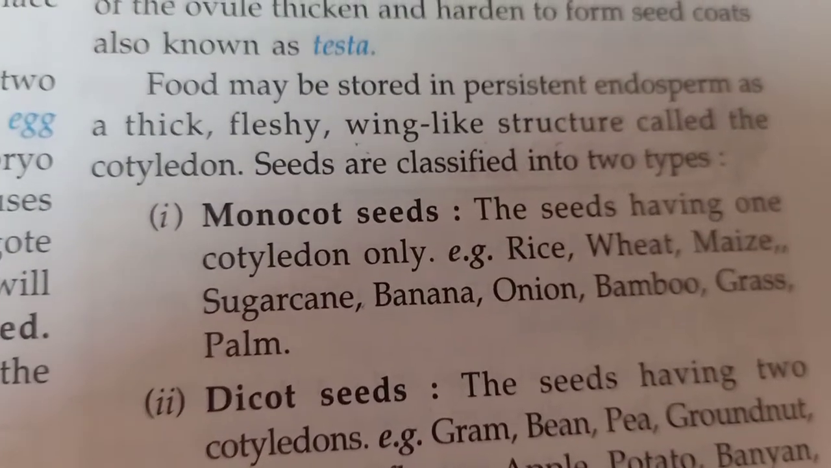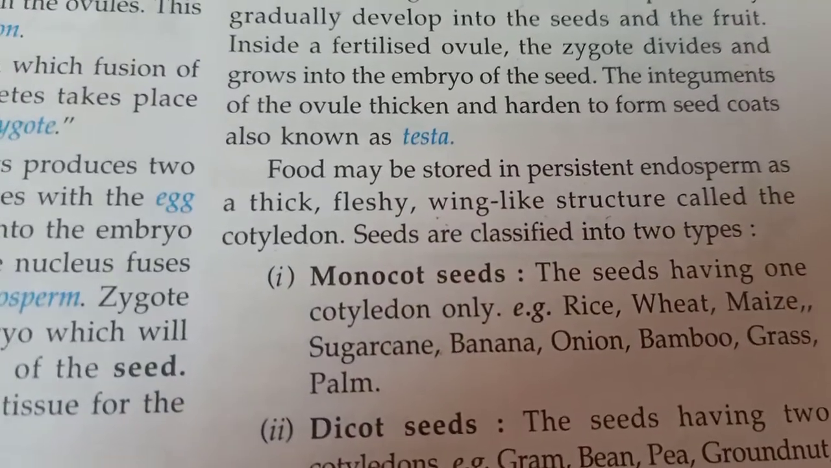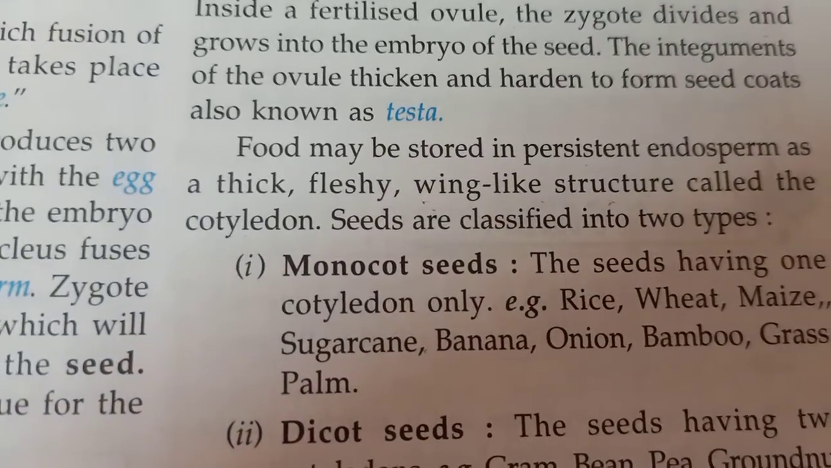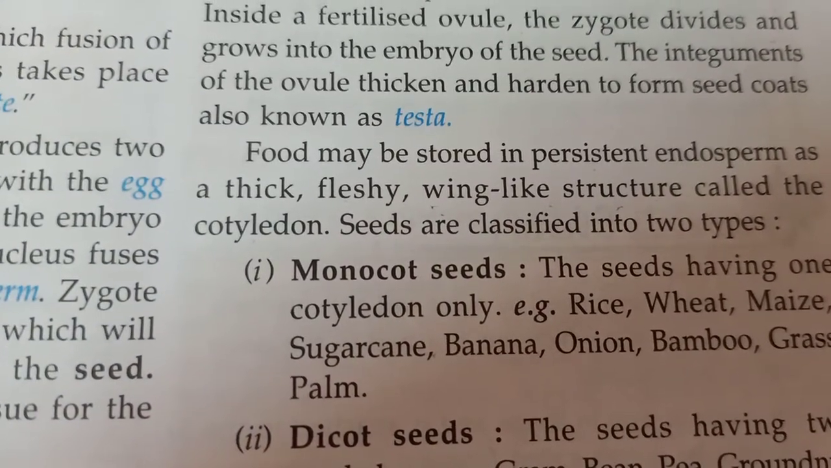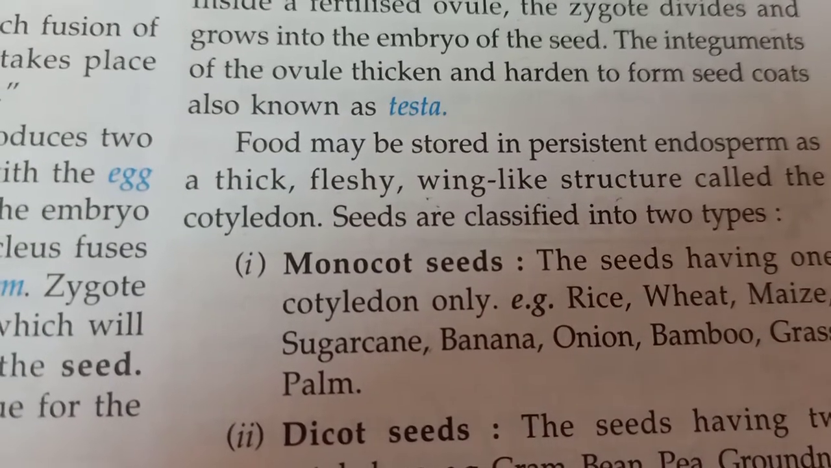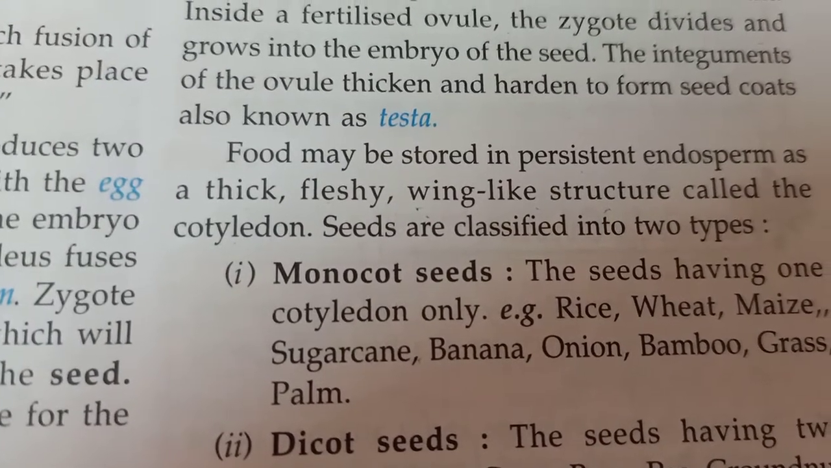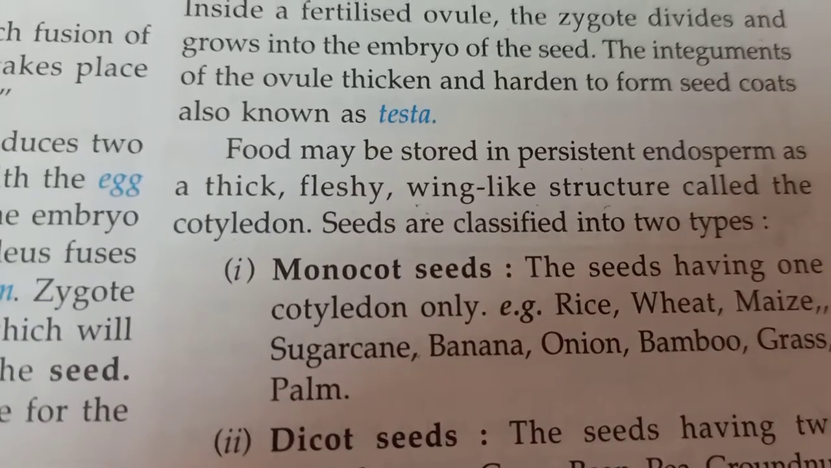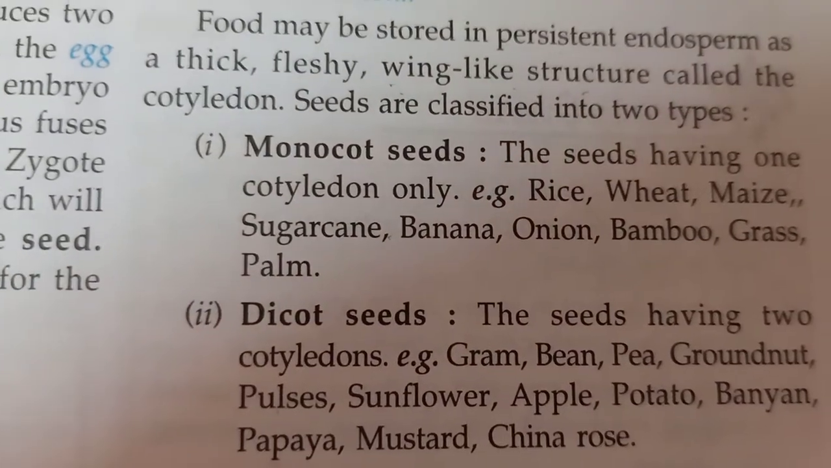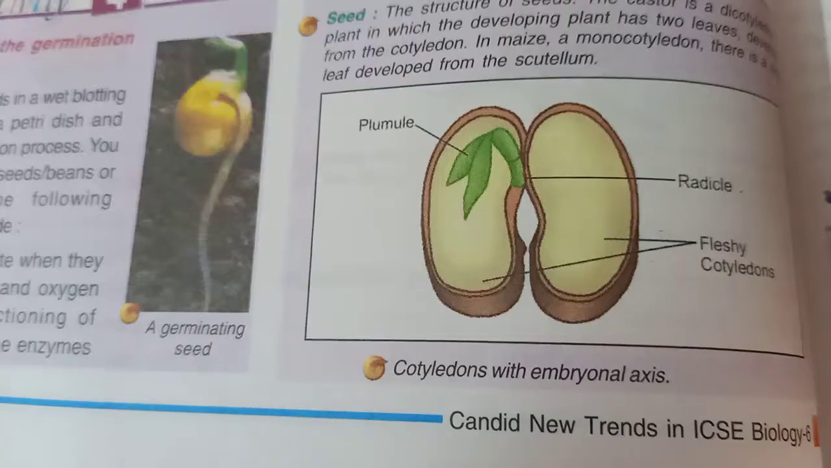Now food may be stored in persistent endosperm. Persistent means that it stays for a long time. The food may be stored in the endosperm or in the cotyledon, a thick fleshy wing-like structure called the cotyledon, and they store the food for the plant. Now seeds are classified into two types. First is monocot seed, and the other one is dicot seed. First I want to show you the diagram of cotyledon.